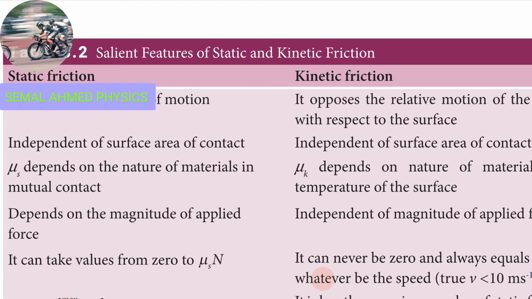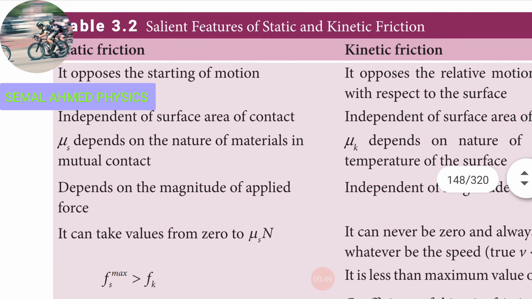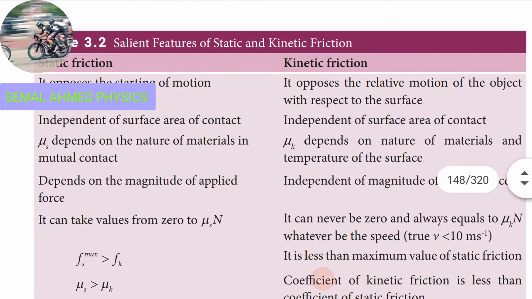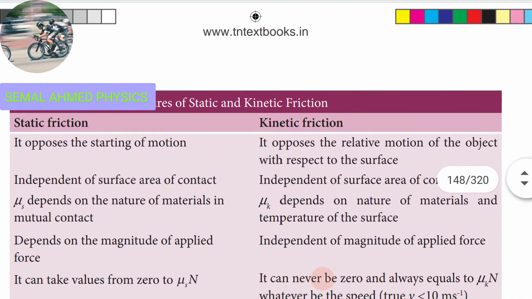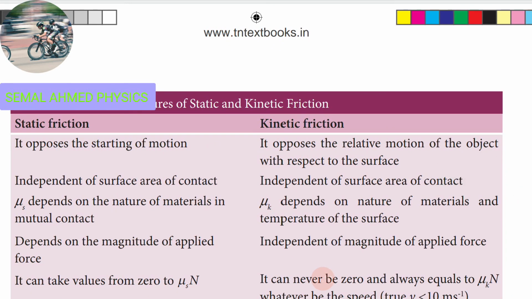When two bodies touch together, the surfaces of the two bodies act through electromagnetic interaction. That is called friction. Here we are seeing two types of friction: static friction and kinetic friction. Static friction opposes the starting of motion. Kinetic friction opposes the relative motion of the object. So these are the two types, static and kinetic friction.